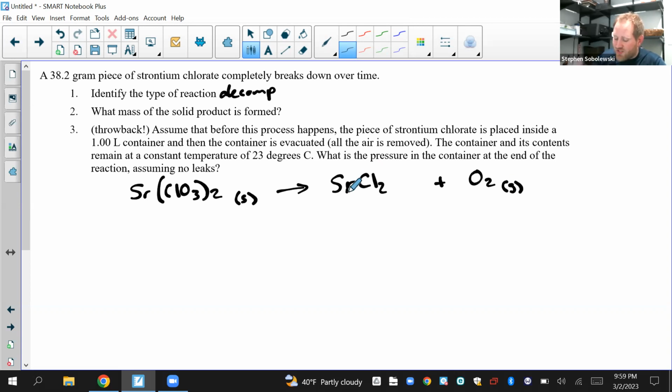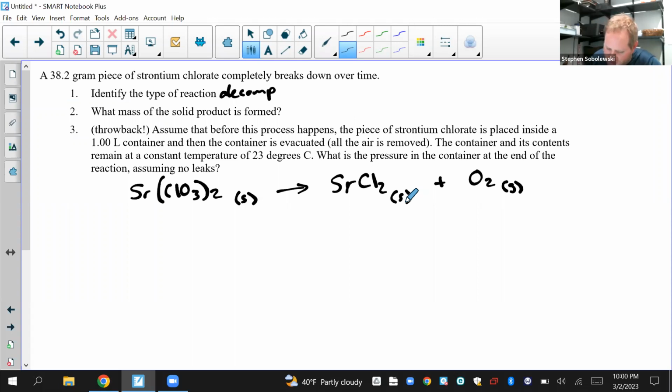Now, SrCl2, that's an ionic compound, so it's going to be solid. Now you might say, hold on a sec, according to my activity series, strontium chloride is aqueous. Yeah, but that's when water's available for it to dissolve in, right? But in this reaction, it's not like you're adding water and mixing it. There's no water here. This is one solid decomposing into another solid and giving off some gas.